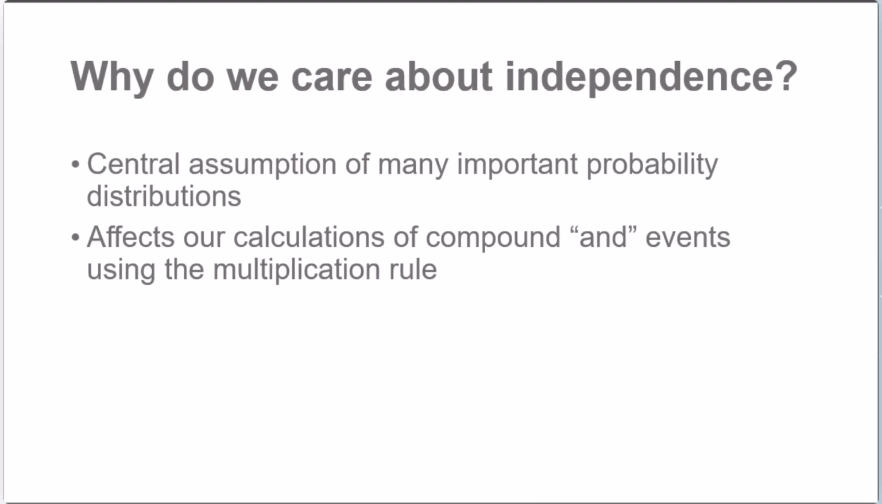Finally, why do we care about independence? Events being independent is a central assumption of many important probability distributions that you'll see in the next chapter. And it also affects our calculations of AND events, or compound AND or intersection events, using the multiplication rule. That is in the next video in this playlist, so you can check that out and see how independence affects those calculations.